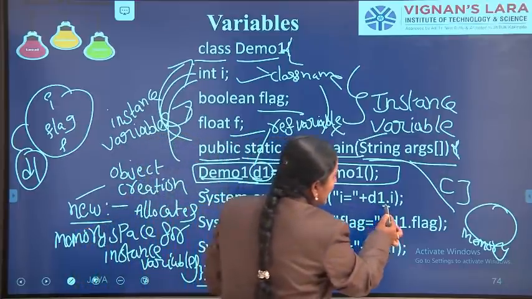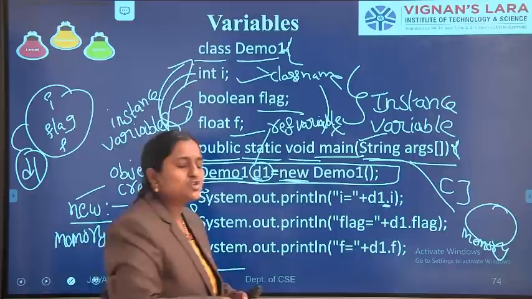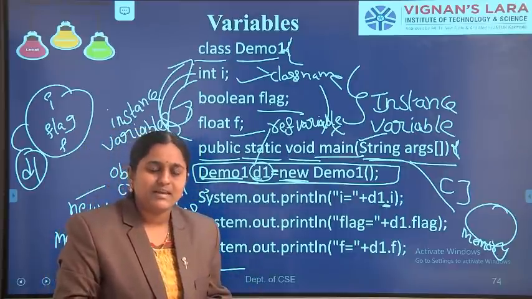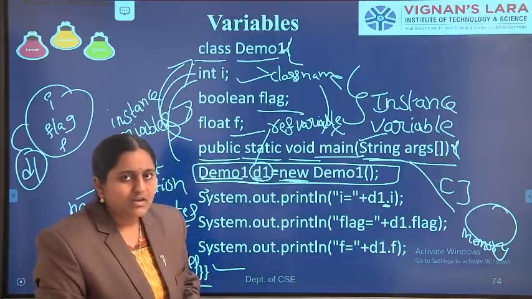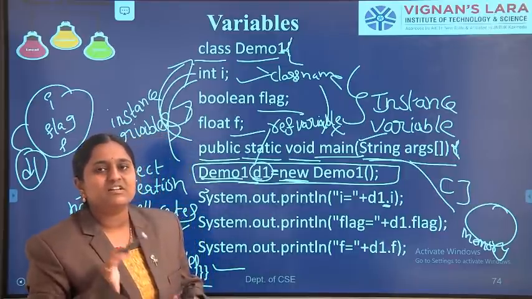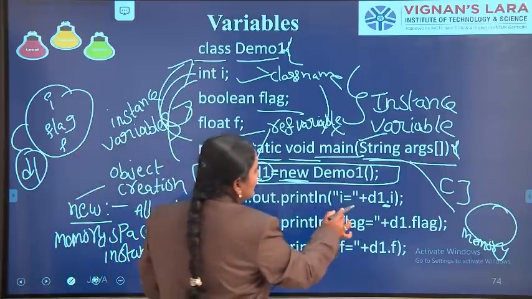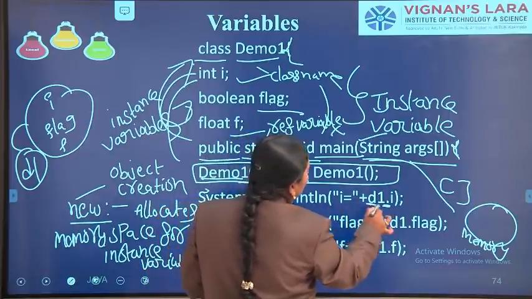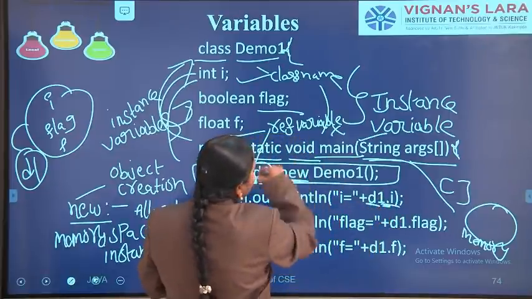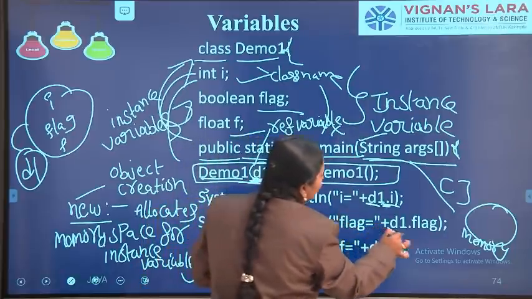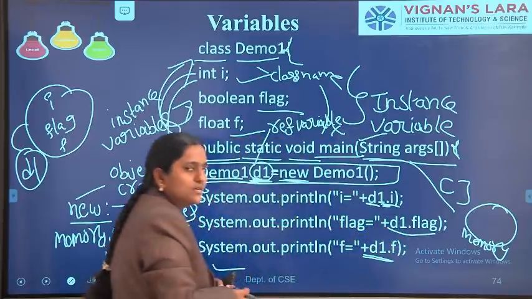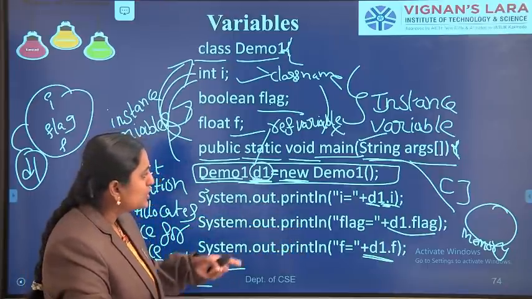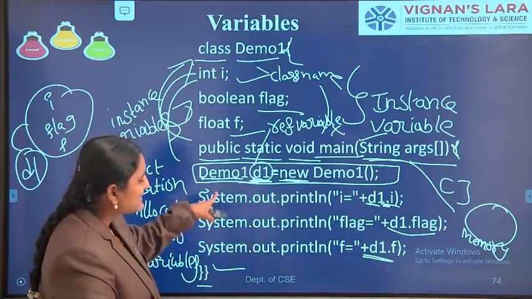Like that, dot is also an operator. What is the functionality of the dot operator? We can access instance variables in the main method. How can you access an instance variable? Object reference dot variable name. Here the object reference is D1. D1.height, and in a similar way D1.flag, D1.f. So we can access these values.